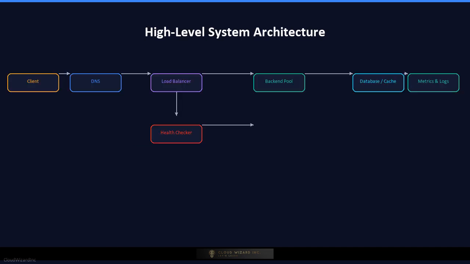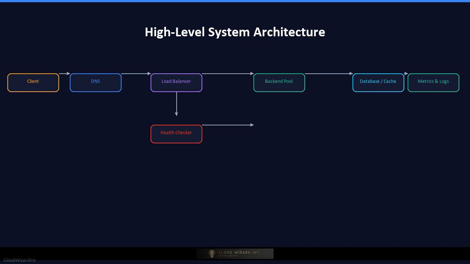Here is the high-level system architecture. On the left, clients make requests that are resolved by DNS, possibly with a global server load balancing layer that picks the closest data center. Inside the data center, one or more load balancer instances sit behind a virtual IP or anycast address. The load balancer has a listener that accepts incoming TCP or HTTP connections, a routing engine that chooses a backend according to the configured algorithm, and a health checker that continuously probes the backend pool.